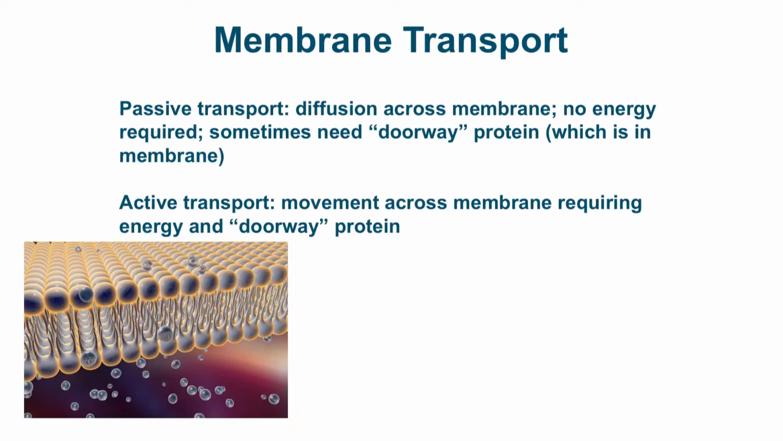So there are two types of transport. The membrane can allow things to pass through just passively by themselves. This doesn't require any energy, but it does require a doorway protein, which is a protein that's embedded in the membrane. So you might expect to have a protein that might sit like this, and that can serve as a doorway. So passive transport requires no energy. Active transport requires both energy and a doorway protein.